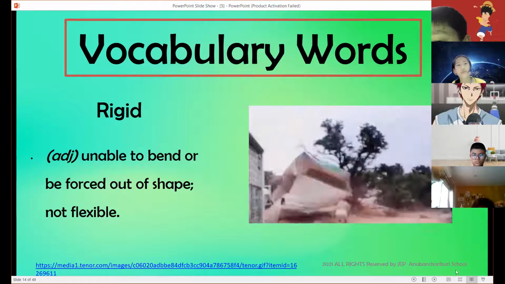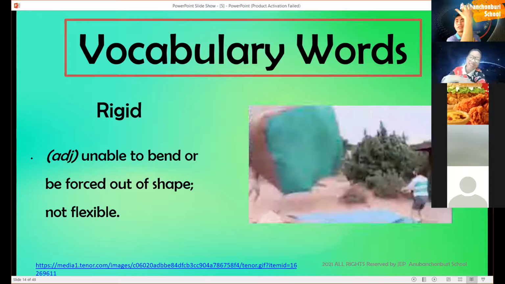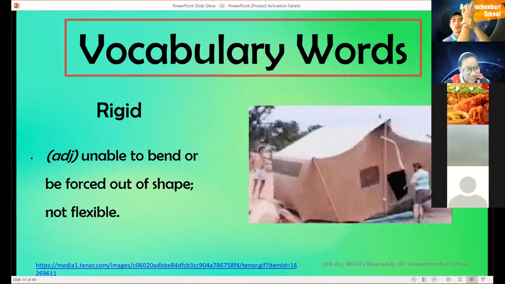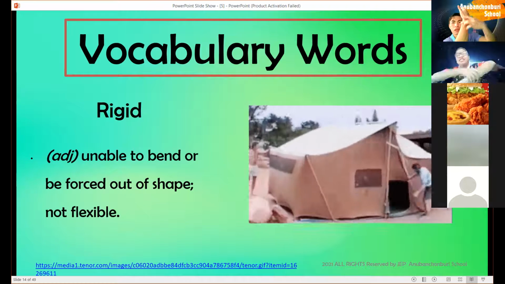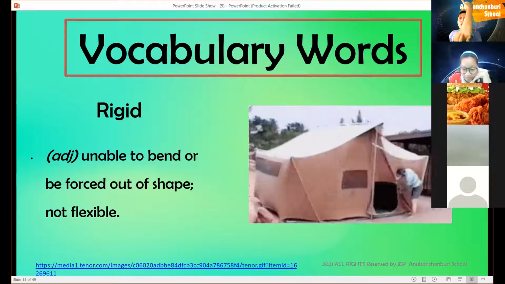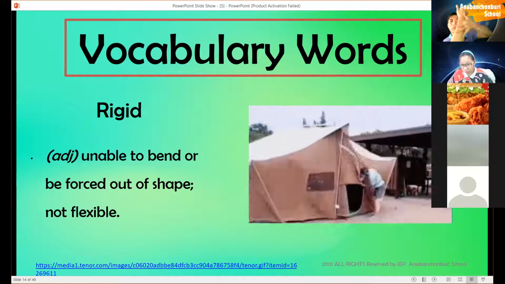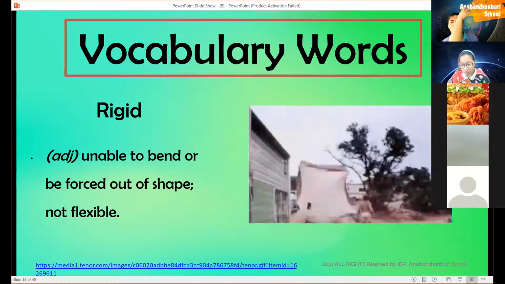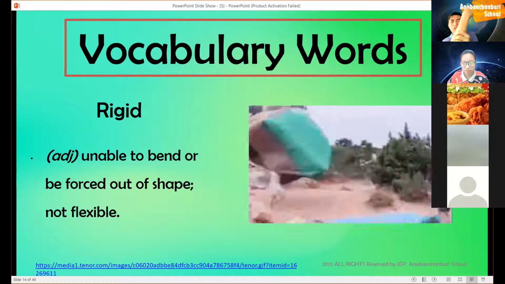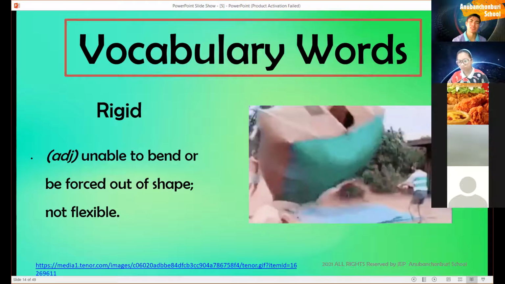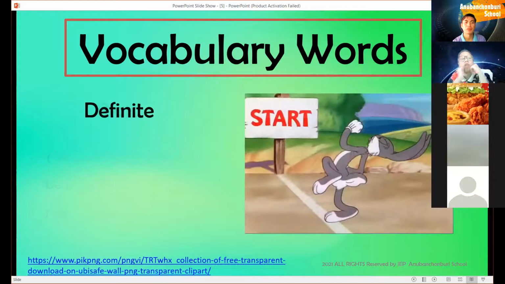That's why, look at my hands. You can see my hands, right? Here we have joints. That's why we can move it. But this part right here, the bone from here going to the elbow, it is rigid. So when there is force on it, it will be broken because it cannot be bent. It is not flexible. Only the joints are flexible.